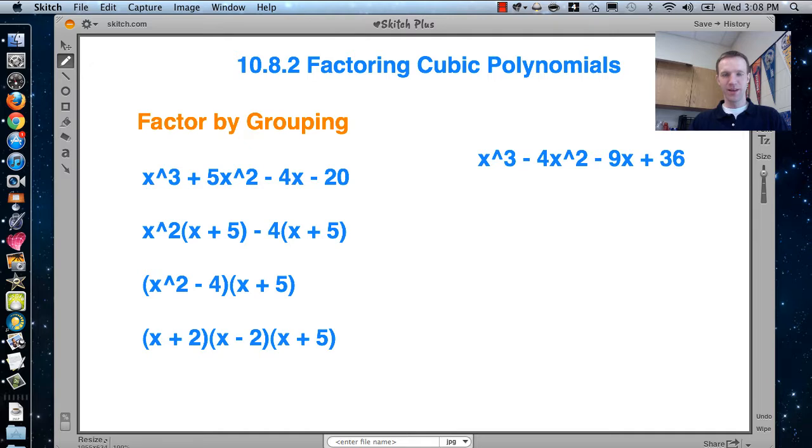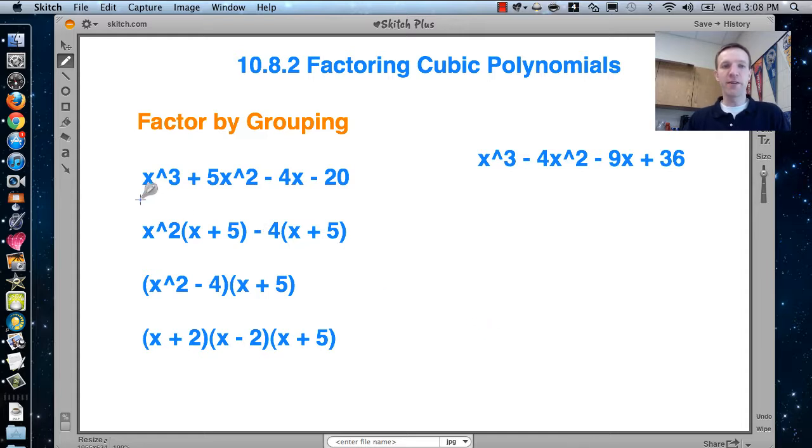And welcome to 10.8 cubic polynomials. In this lesson, in this example, we're going to talk about how to factor by grouping. This is totally different than anything you've seen before, so please pay attention. I'm going to show you two examples, and hopefully that'll help you out with the new assignment.